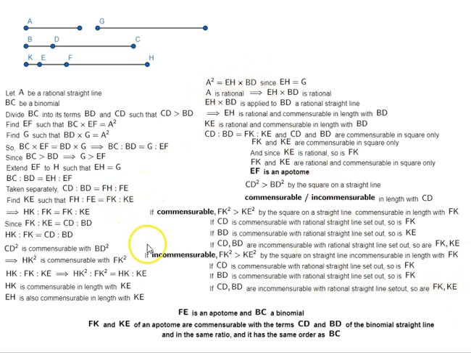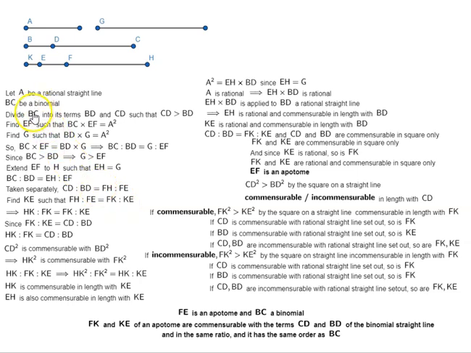So now based on whatever we have, we can say EF is an apotome, BC is a binomial we are given, and we have these terms of the apotome FE, FK and KE, and they are commensurable with the terms CD and BD, which are the terms of the binomial straight line BC. And they are in the same ratio and have the same order. So we have shown what was required.